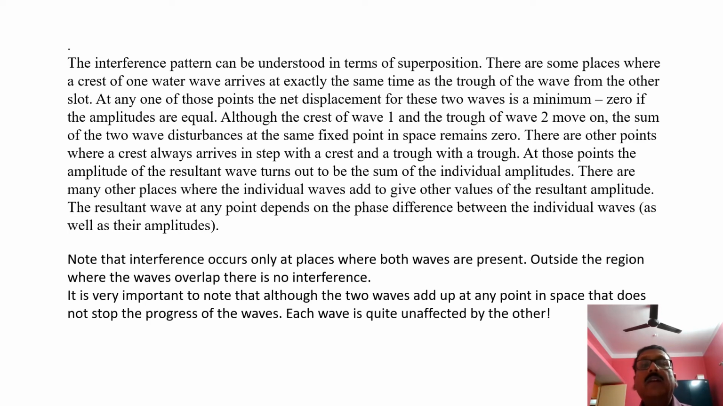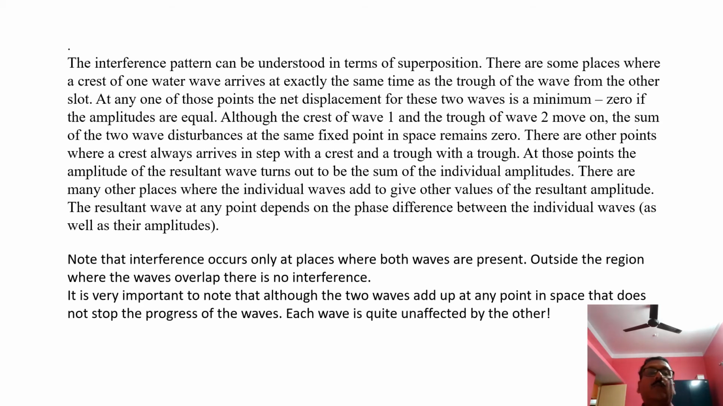The interference pattern can be understood in terms of superposition. There are some places where the crest of one wave arrives at exactly the same time as the trough of the wave from the other slot. At any one of those points, the net displacement for these two waves is a minimum, 0, if the amplitudes are equal. Although the crest of wave 1 and the trough of wave 2 move on, the sum of the two wave disturbances at the same fixed point in space remains 0.